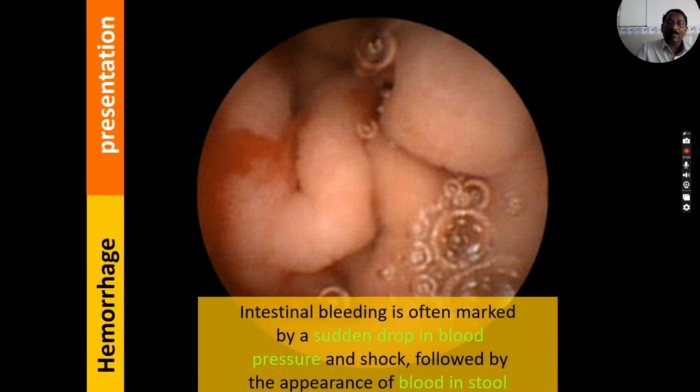This is intestinal bleeding: sudden drop in blood pressure and shock, followed by the appearance of blood in the stools. Abdominal distension, tachypnea, tachycardia, hypotension in a fellow with a fever of 3 or 4 weeks duration. What is your diagnosis at the bedside? It may be intestinal hemorrhage because of uncontrolled or untreated typhoid fever, so immediately subject for surgical correction.